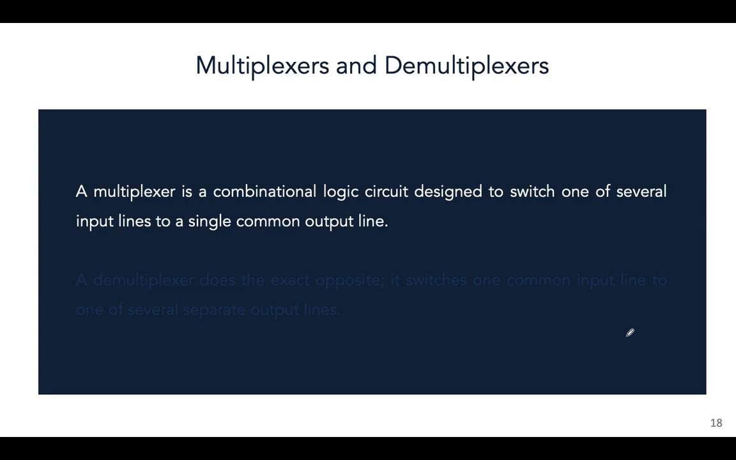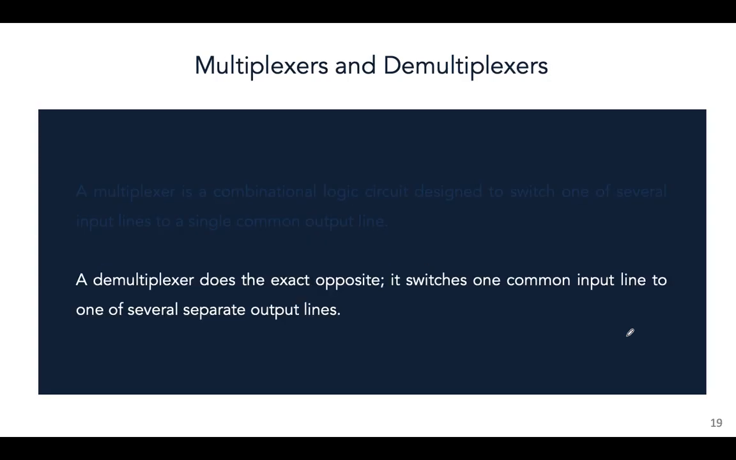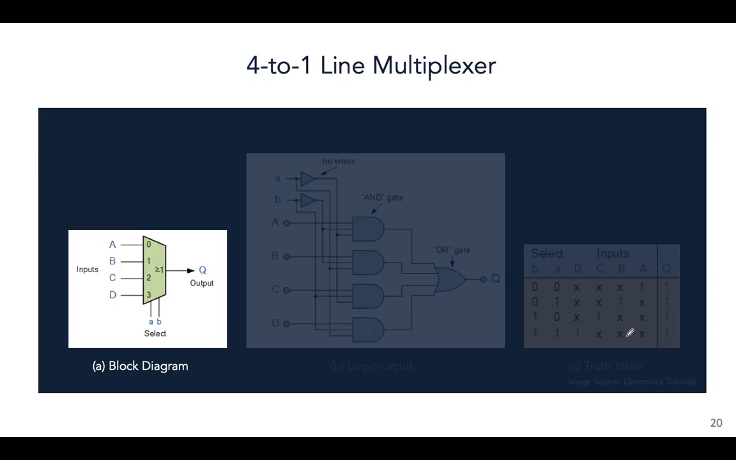And a demultiplexer does the exact opposite of this. It switches one common input line to one of the several separate output lines. So let's discuss these in a bit more detail. Here is a very simple block diagram of a 4 to 1 line multiplexer. A 4 to 1 line multiplexer means it will have 4 distinct inputs, and a multiplexer always has a single output line. So 4 inputs, 1 output. We have A, B, C, D, 4 inputs and 1 output.